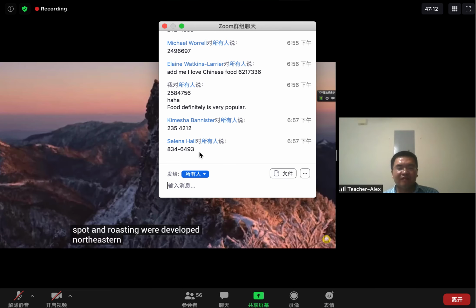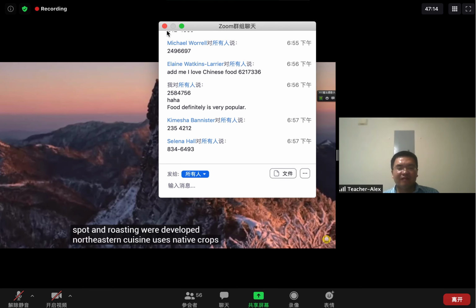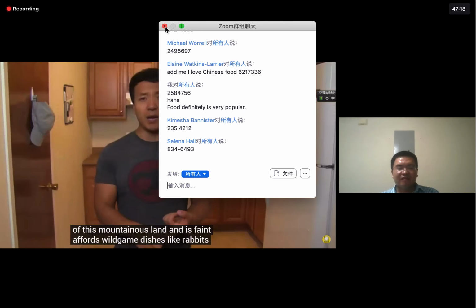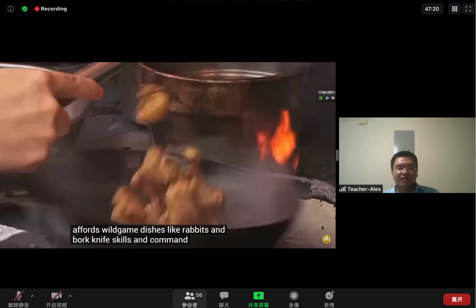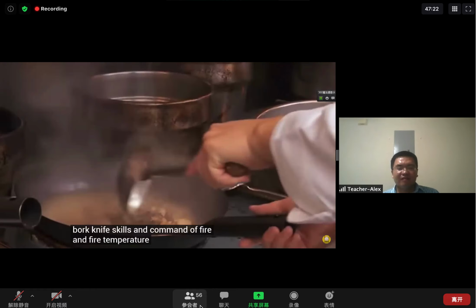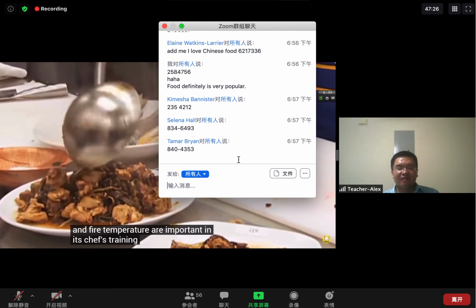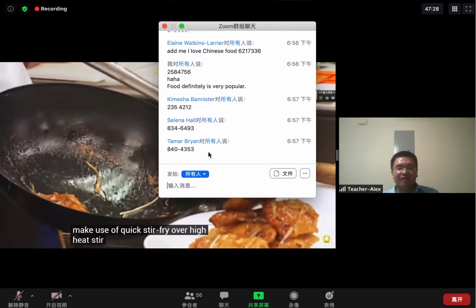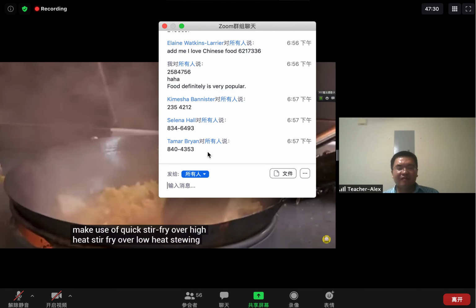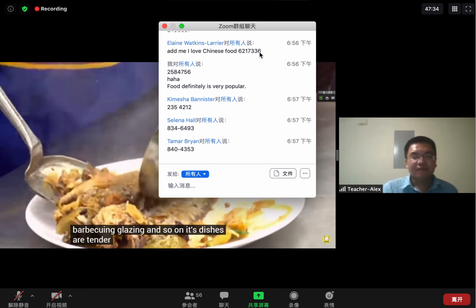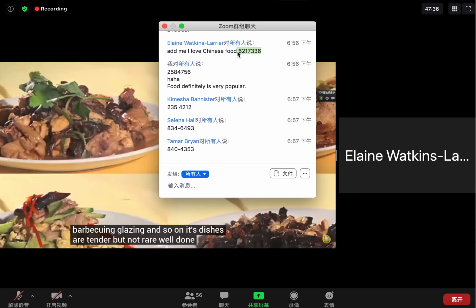Northeastern cuisine uses native crops of this mountainous land and is famed for its wild game dishes like rabbits and boar. Knife skills and command of fire and fire temperature are important in its chef's training. Cooking techniques make use of quick stir-fry over high heat, stir-fry over low heat, stewing, barbecuing. Its dishes are tender but not rare.